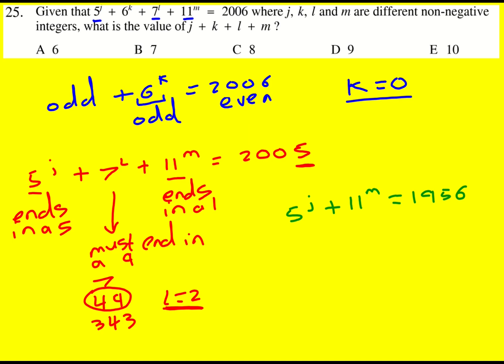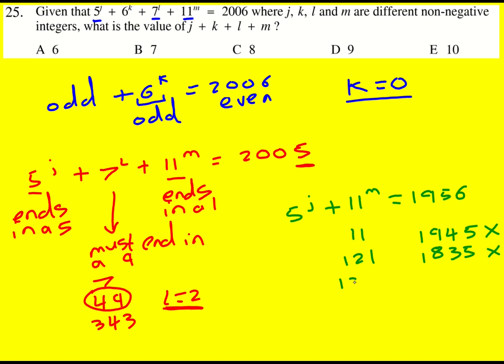And now I'm going to write down some powers of 11 and then see what would happen if I subtract it. So if I subtract 11, I would end up with 1945. This is not a power of 5, so I can ignore that one. If I subtract 121, I'm going to get 1,835. That's not a power of 5 either.